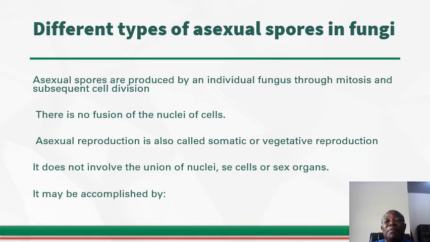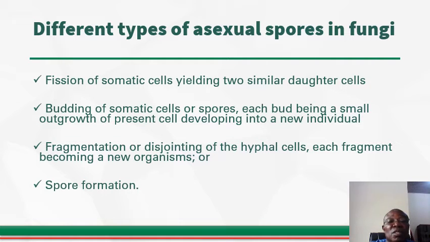Then we have different types of spores which are formed through mitosis. Of course, as we know, in an asexual spore there is no fusion of nuclei of cells, which we have already talked about. As I've said, asexual reproduction is also called somatic or vegetative reproduction, and it does not involve the union of two organisms. The fusion of somatic cells yields two similar daughter cells.